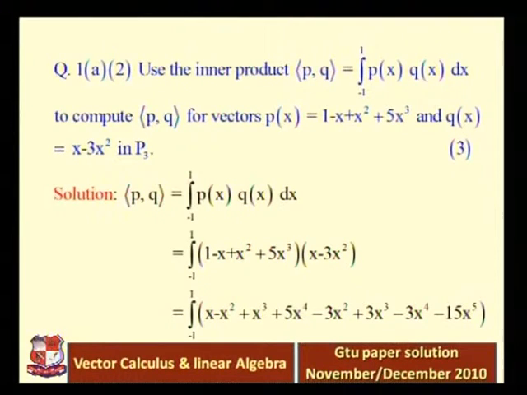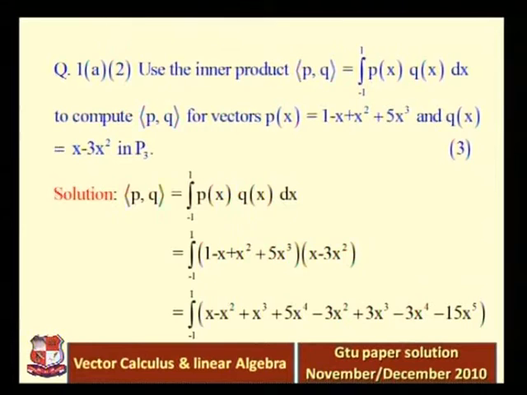Inner product PQ is equal to integration from minus 1 to 1 of px into qx dx. So that is equal to integration from minus 1 to 1 of px, which is 1 minus x plus x square plus 5x cube, into qx, which is x minus 3x square, dx. Now the dx is missing, but you can understand.